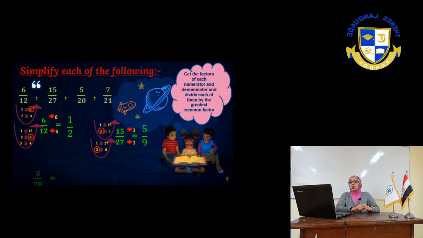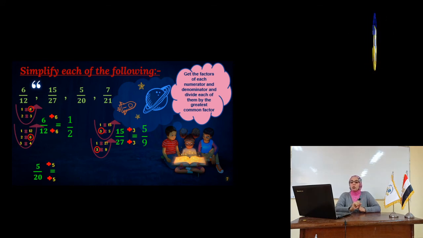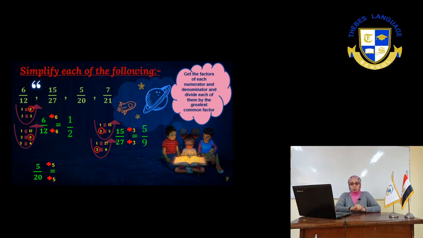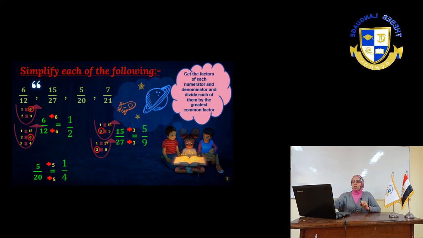Next, 5 over 20. Get the factors of 5. It will be 1 times 5 only because 5 is a prime number. 20: 1 times 20, 2 times 10, 4 times 5. Okay? What is the common factor? It will be 5. So we'll divide both numerator and denominator by 5. 5 divided by 5 equals 1, and 20 divided by 5 equals 4. So it will be a quarter.